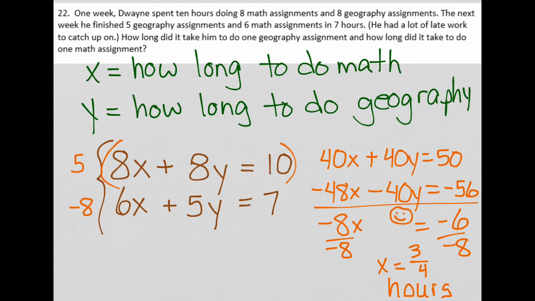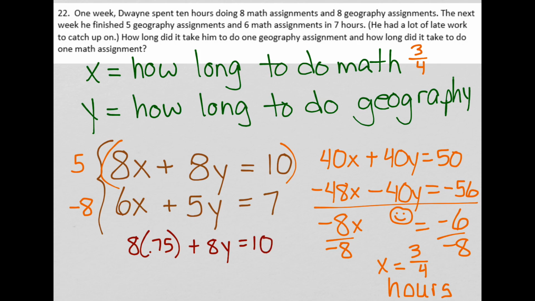So it takes him 45 minutes to do math. 3/4 of an hour to do one math assignment. That's 45 minutes. That's kind of too long to do a math assignment, but hey, he's behind, so maybe he's lost and he has to do a little extra work. How long did it take him to do a geography assignment then? Well, you got to plug that back up inside. And so x is 3/4 or 0.75. So that's 8 times 0.75 plus 8 times y is going to equal 10.